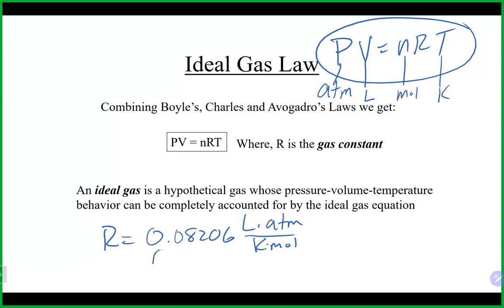A lot of books will round this number nowadays to 0.0821. I personally use the other number because that's what they beat into my head and I can't get it out, as much as I try. That is the number I always have. That number is also really important, and clearly you need to know that number as it will not be provided for you. So make sure you know it.